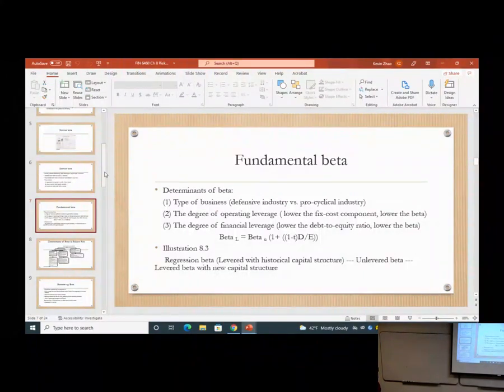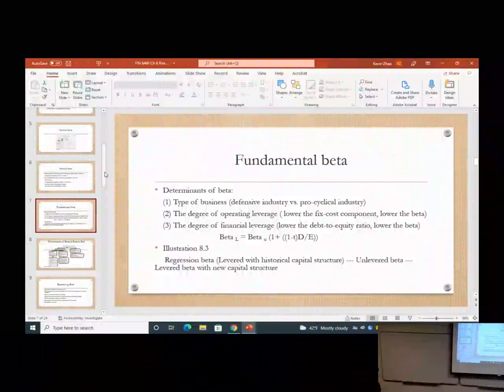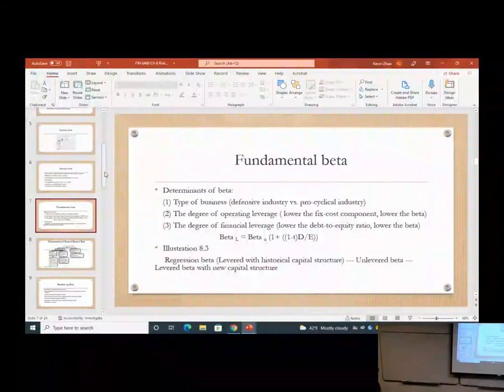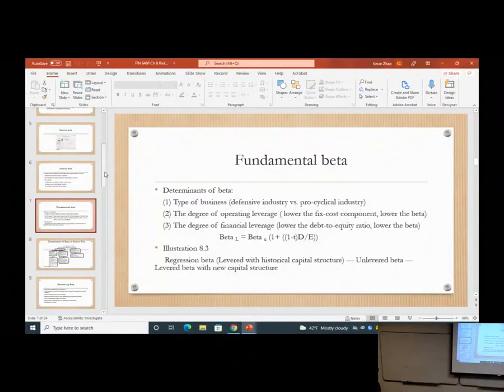So the higher this D, the higher the levered beta will be. Or the higher the debt ratio, the higher the levered beta. And you can flip this equation over: if you know the levered beta, you can figure out the unlevered beta. So this equation addresses the degree of financial leverage in the determination of beta. And for operating leverage, it's this equation.